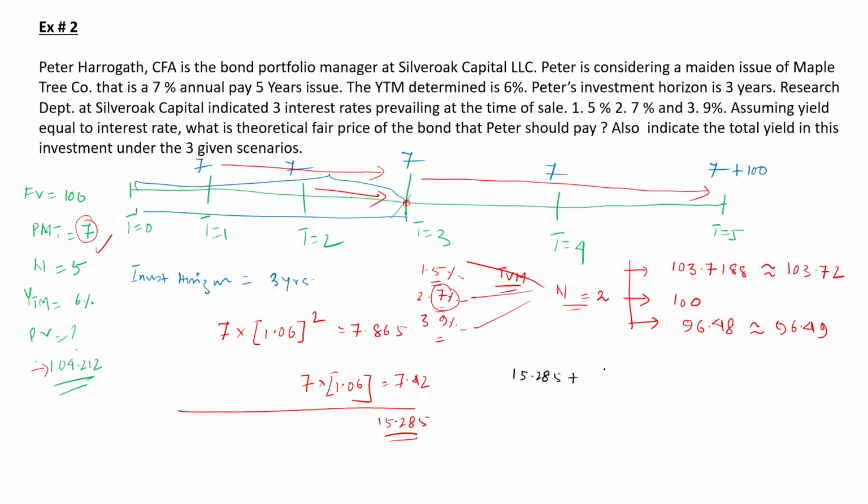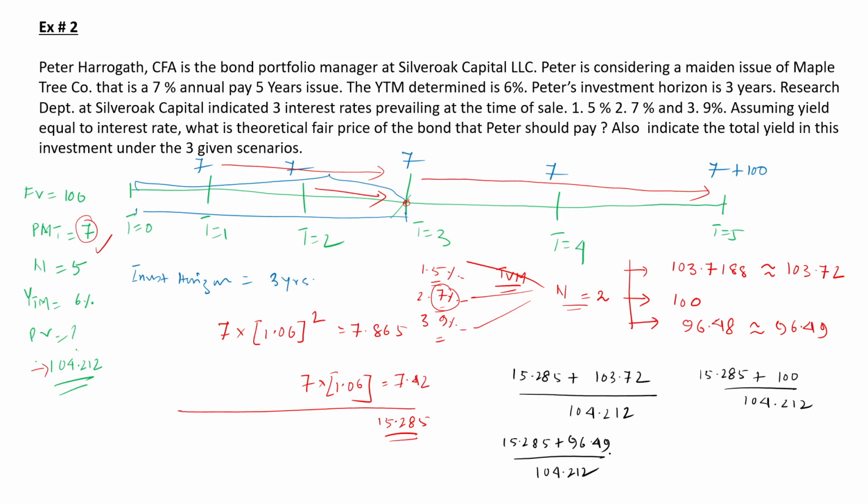15.285 plus, first we do 103.72 divided by 104.212. This is the yield under the 5% interest rate regime. Second is 15.285 plus 100 divided by 104.212. This is your total return under the assumption of interest rate of 7%. And the third is 15.285 plus 96.49, this divided by 104.212.